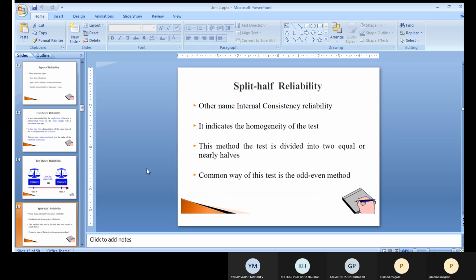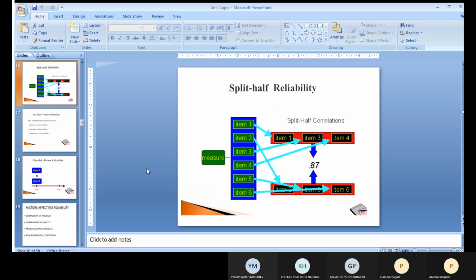Split half means what, the lacunas in it we'll have to reduce or remove. So that we call split half. Correct. Now see here what happened. This will be the major consideration.